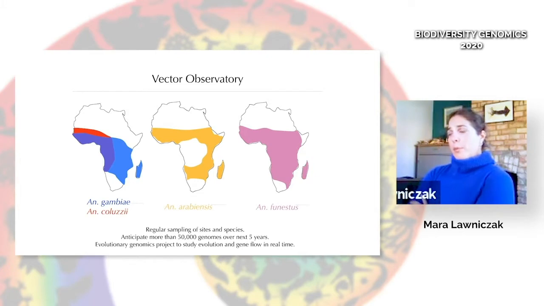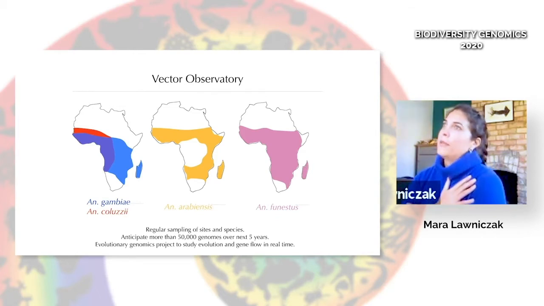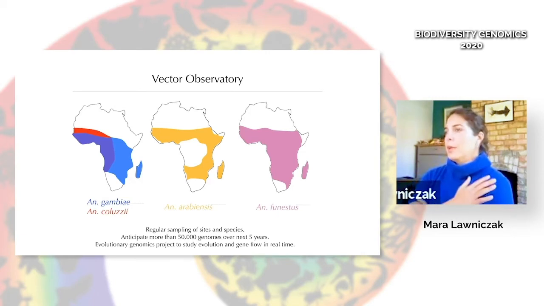And we will probably sequence on the order of 50,000 individual mosquitoes from all 4 of these species to really understand in a much more dynamic sense, where we also have a sense of what the vector control implementations are. How are these mosquitoes responding? How are alleles moving between populations?